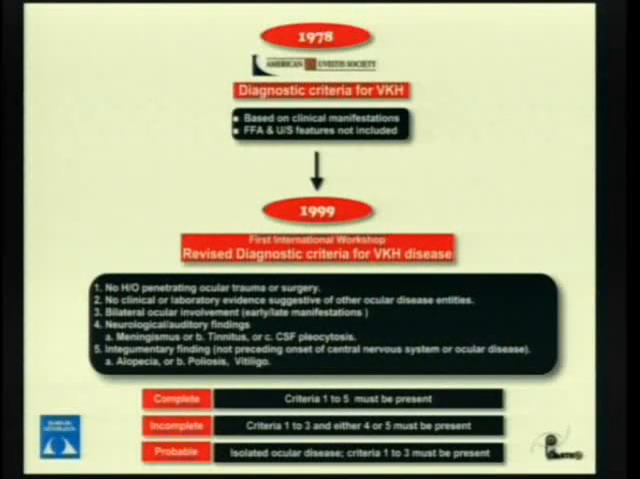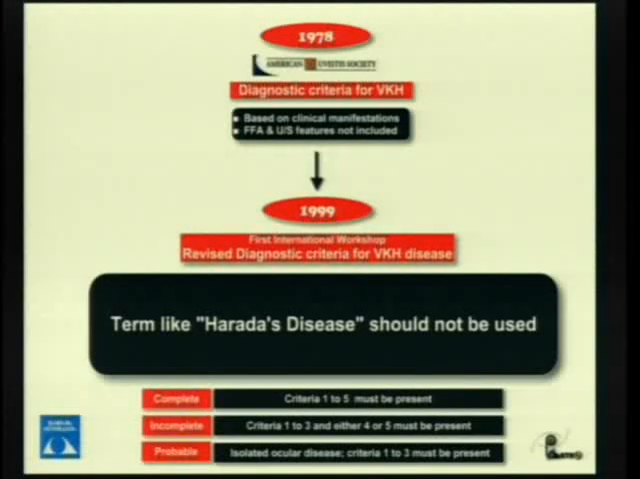Then, for theory purposes, you should also remember the revised diagnostic criteria. This is a very long criteria. I'm not going into the details, but this classification helps us differentiate VKH as complete, incomplete, and probable. One of the important recommendations by this criteria, which we follow in our everyday practice, is that the term Harada's disease should not be used. So now we should not use the term Harada's disease. Instead, this classification has helped us classify VKH as complete, incomplete, and probable. In India, we most commonly see this probable group of VKH.